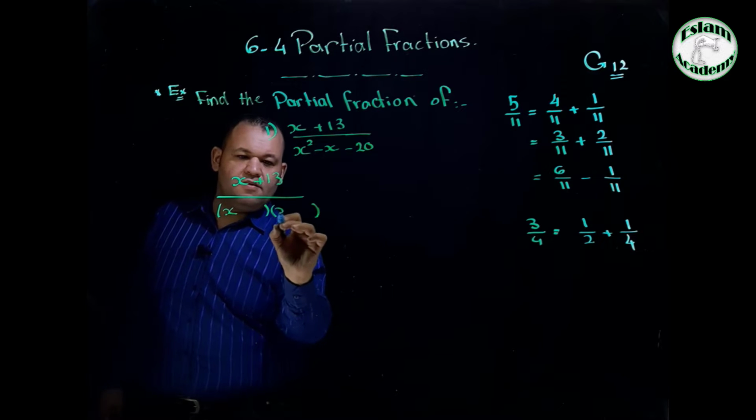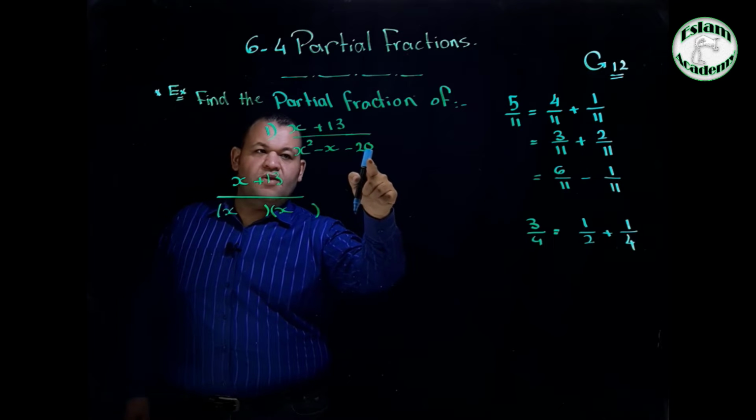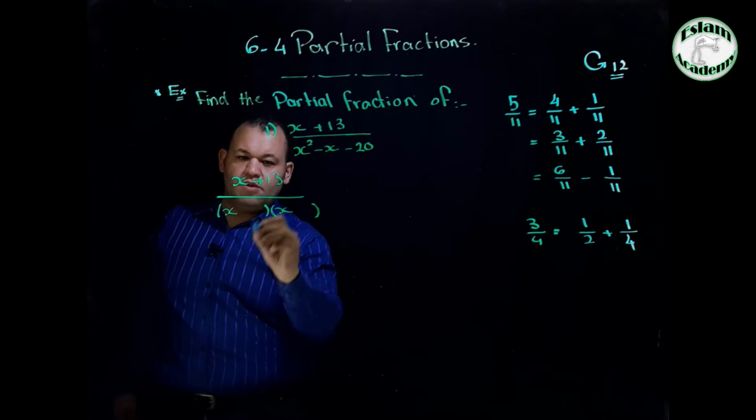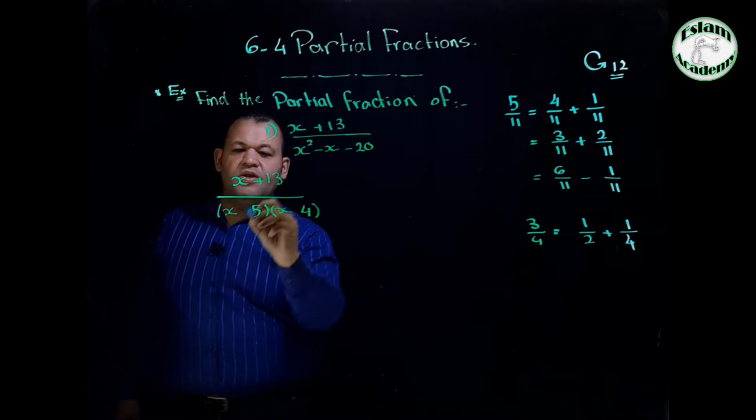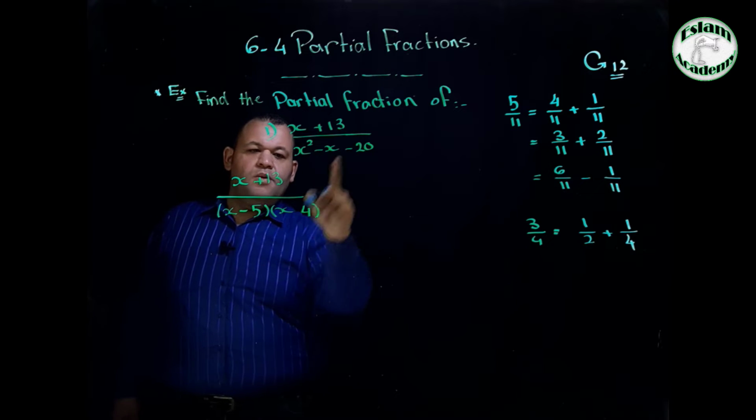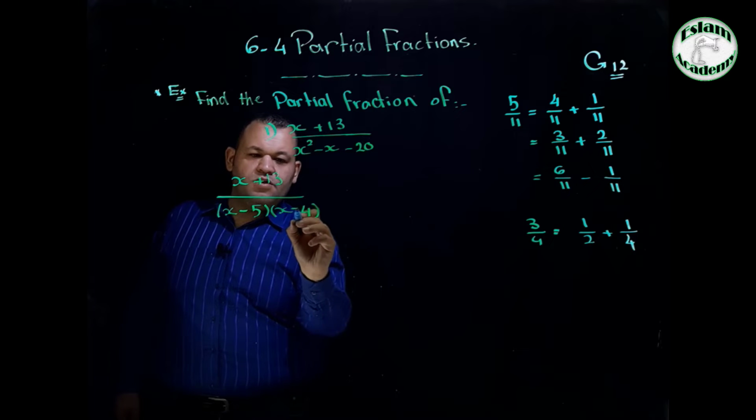x and x. I need two numbers. If you multiply them, the answer is 20. If you subtract, the answer is 1. So the two numbers will be 5 and 4. The sign of the middle is the sign of the greatest number. Then negative times negative equals positive.